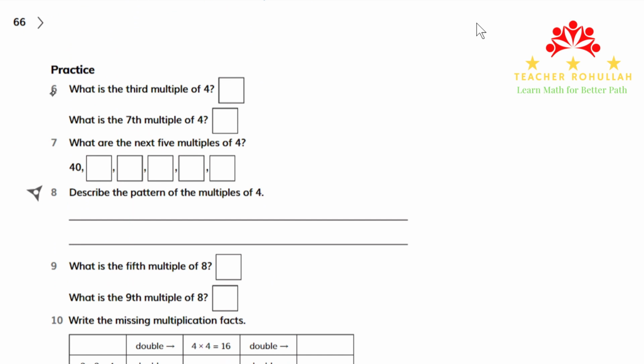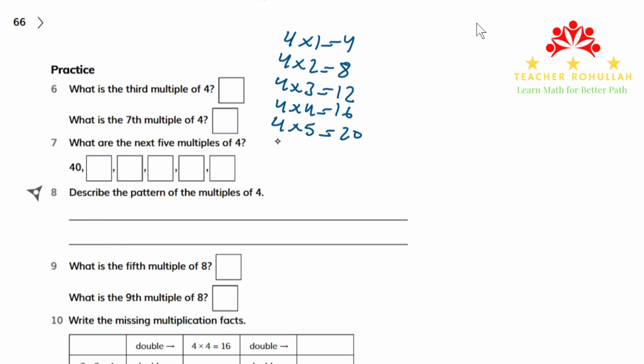In question number 6, it says, what is the third multiple of 4? The third multiple of 4. Let me write the multiples of 4 here. 4 times 1 is 4. 4 times 2 is 8. 4 times 3 is 12. 4 times 4 is 16. 4 times 5 is 20, and so on. Now it says, what is the third multiple of 4? This is the first one, the second one, and the third one. So the third multiple of 4 is 12.